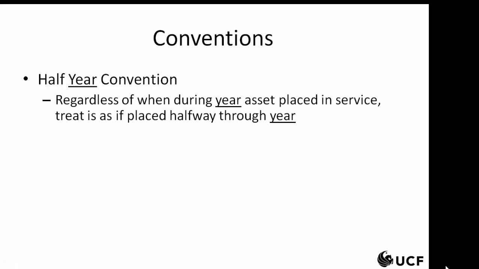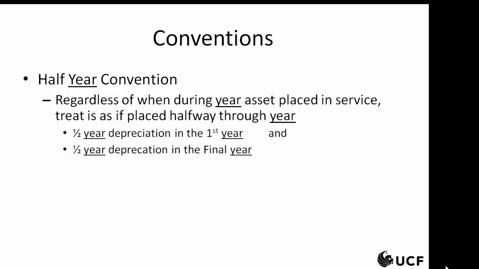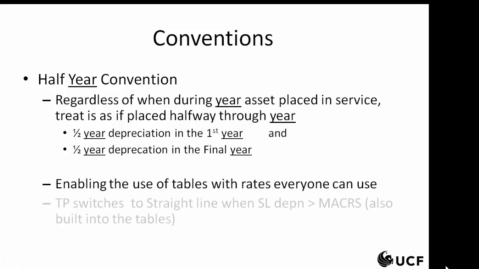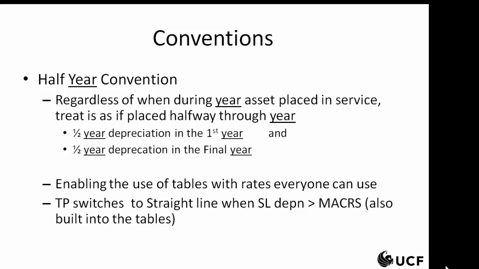In the half-year convention, regardless of when during the year that you actually place the asset in service, we're going to treat it as if it was placed in service halfway through the year. That way we get half a year's depreciation in the first year and half a year depreciation in the final year. This way we can build it into the tables and enables us to use the tables with rates that everybody can use everywhere. In addition, taxpayers are told to switch to straight line depreciation when the straight line depreciation exceeds the regular MACRS depreciation. Good news, this is also built into the tables, so we don't have to do anything.